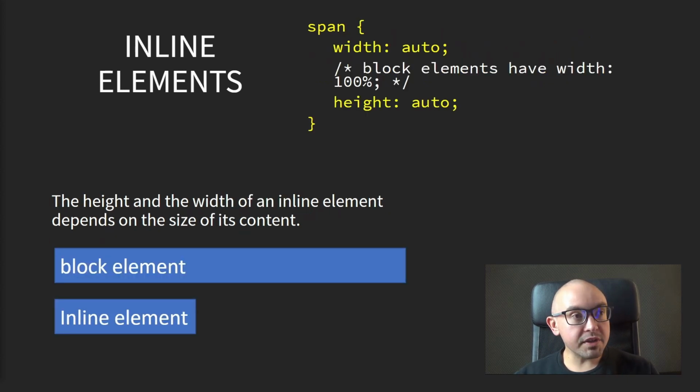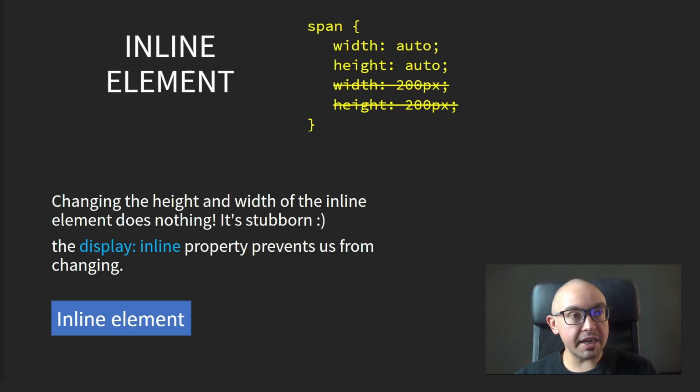The height and the width of the inline element depends on the size of their content. So in such an element, the value of the width and the height properties are set to auto. Such an element is as high and as wide as it needs to be to display its content. Changing the height and the width of the inline element does nothing. You can say that the inline elements are stubborn. The display inline property prevents us from changing these values. Inline elements width and height will be always set to auto. That's why the block elements are more friendly when it comes to their modification.